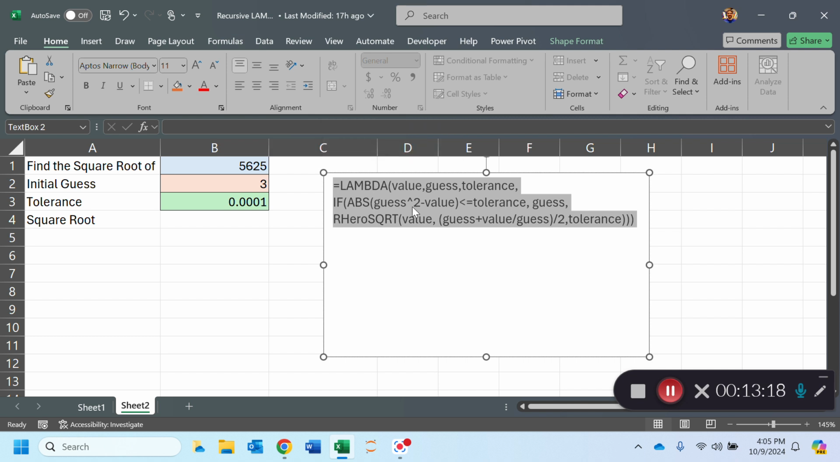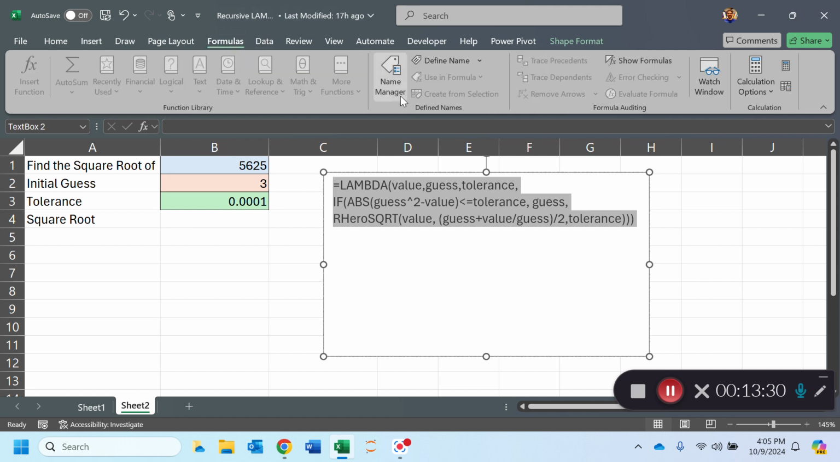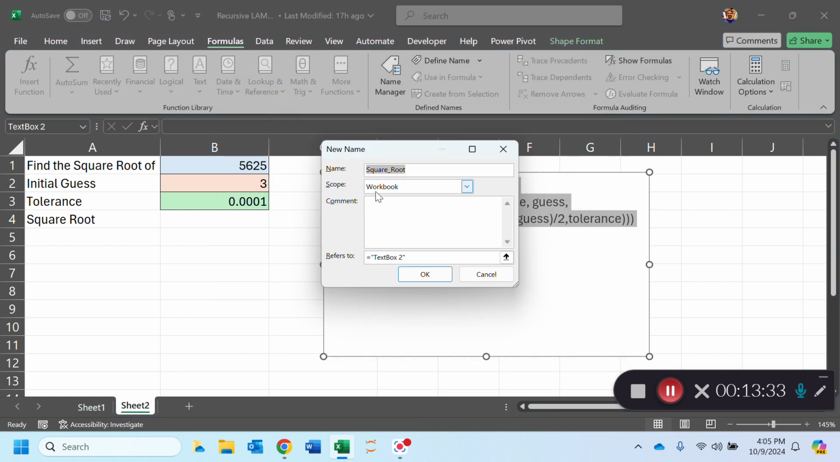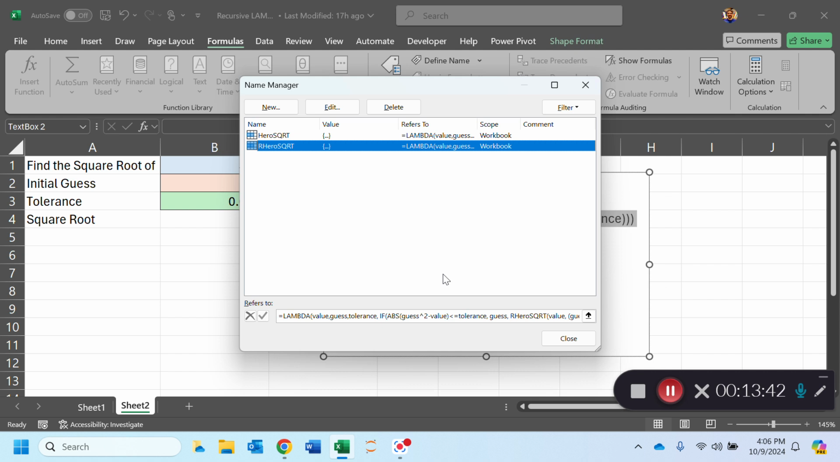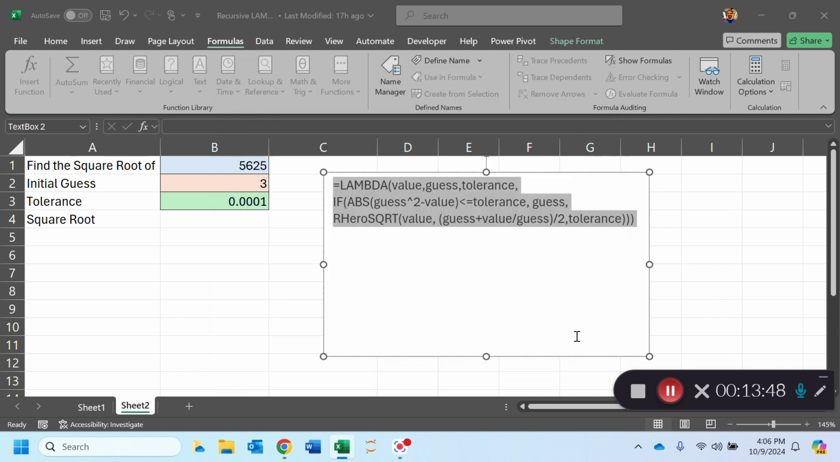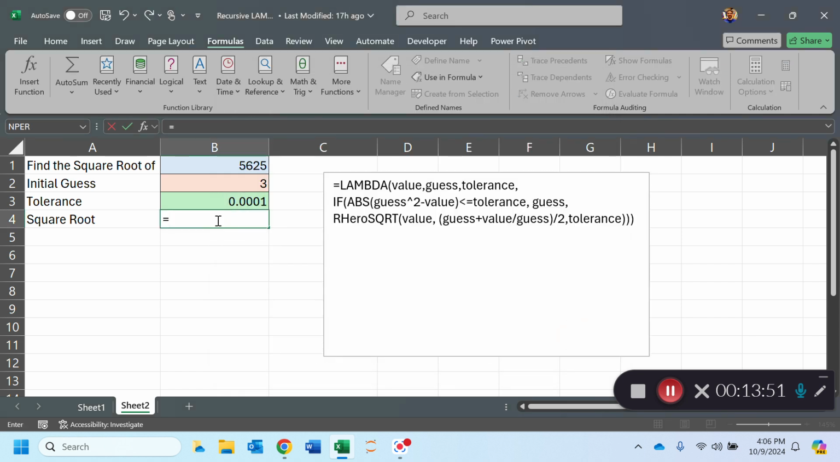But this is, I think, kind of a nice feature of Excel. So I'm going to copy that. I need to make sure that I'm using the same name for the function because the function is going to call itself. So we'll go to formulas, the name manager, new function, R hero square root, and now this is going to be that value. Okay, if I have not made any mistake, it should work, and I'm hoping that I did not make any mistake there. So the square root is going to be R hero square root, and value is this, guess is this, and the tolerance is this, and enter.